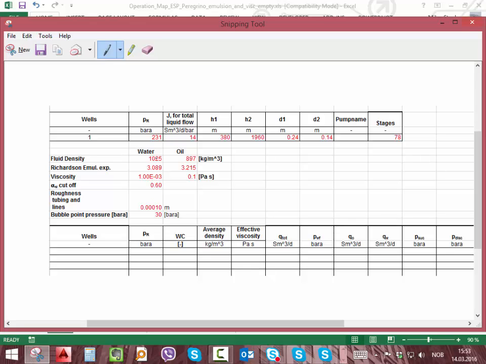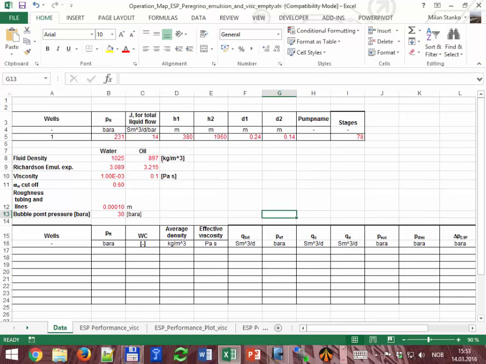Okay, and the way we're going to represent it, they did some measurements in the lab and they generated these coefficients. I think we talked about the Richardson model some classes ago also. It's just an exponential model to represent these two curves, and the cutoff value is 60%. And here you have the bubble point pressure, which is 30 bar, so we want to be all the time, let's say, 5% above this value. Okay, right? So now let's do our analysis.